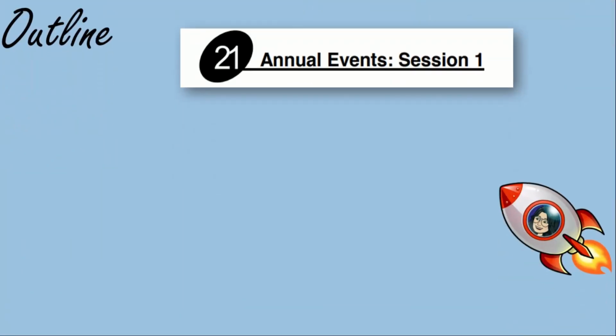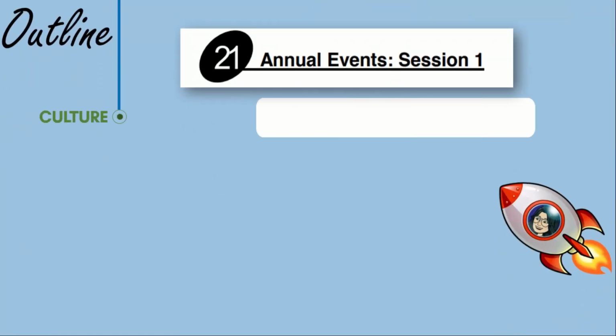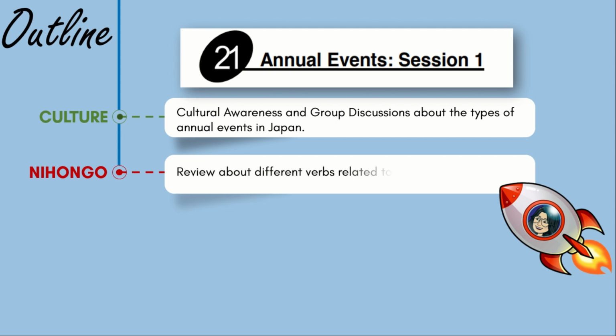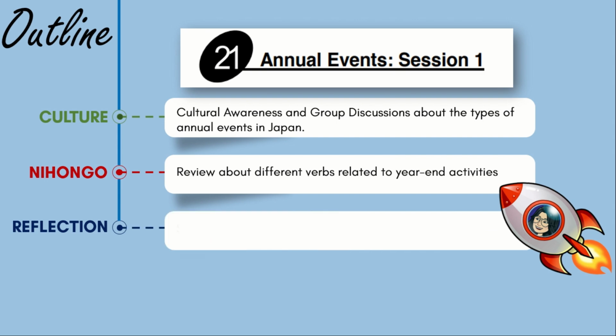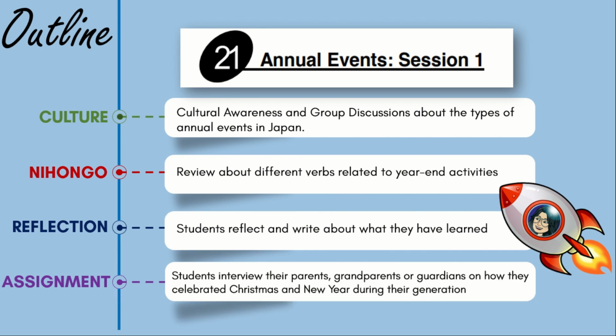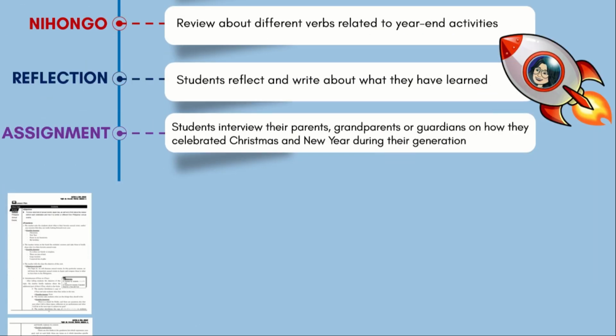For the outline of session 1, it targets the cultural awareness and group discussion about the types of annual events in Japan. Nihongo, that's a review about the different verbs related to year-end activities. And we have here the reflection where students reflect and write about what they've learned. And there's also an assignment for session 1. So let's jump into the lesson plan.